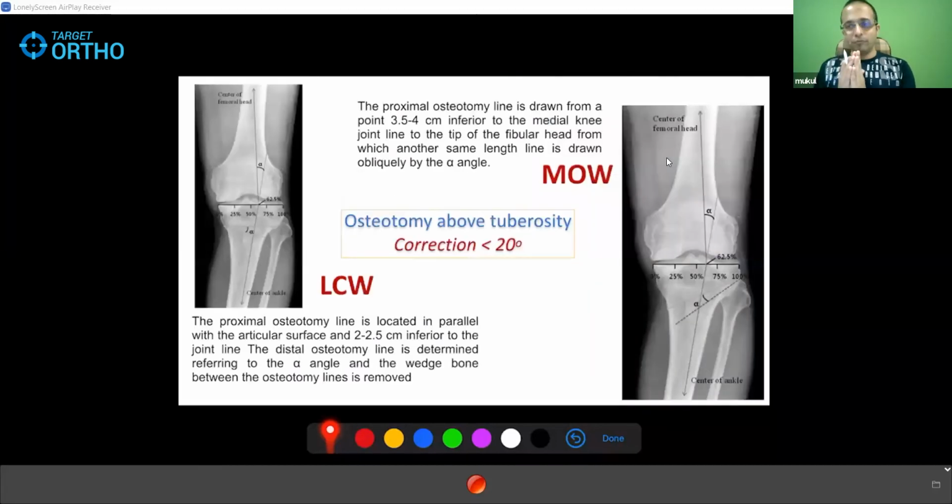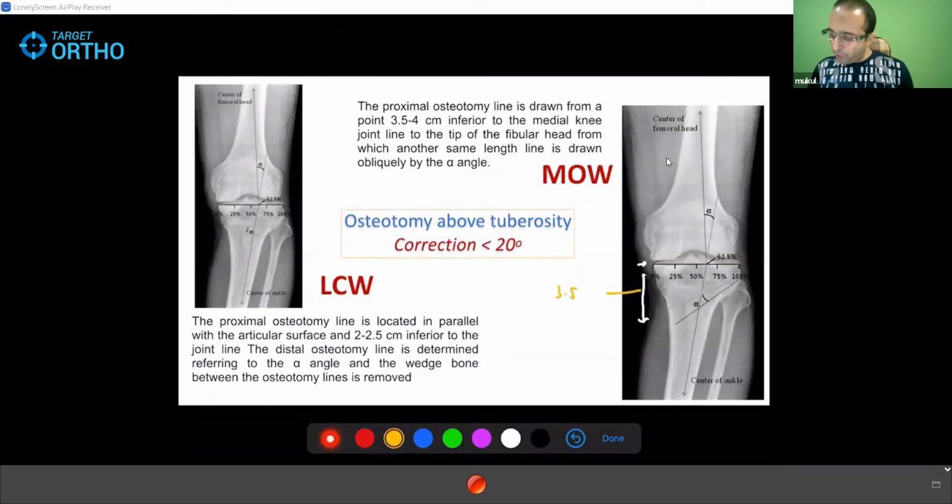Okay, so we have gone digital. So what are the better methods to calculate the wedge angle? Now before that, let me explain to you the level of the cuts in an HTO. Now if you talk of this medial open wedge technique, you have to open up this wedge medially. Okay, so your osteotomy line from this medial joint line, it will be down here, and it will be down by around 3.5 to 4 centimeters.